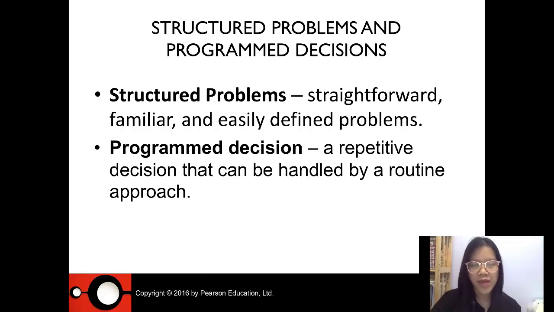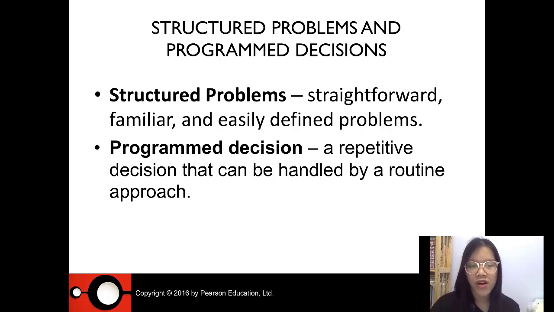Hi, I'm Yi and I will talk about types of decisions and decision-making conditions. There are two different types of problems, and the first one is structured problems. Structured problems are straightforward, familiar, and easily defined problems. Because it's not an unusual occurrence, there's probably some standardized routine for handling it.